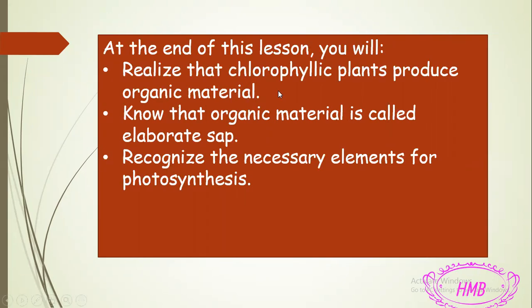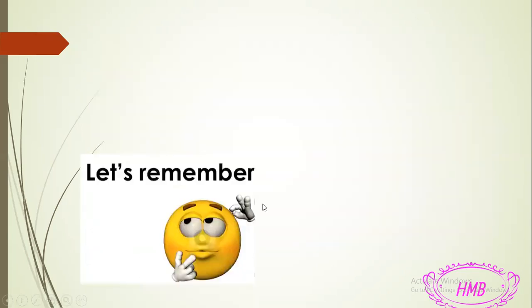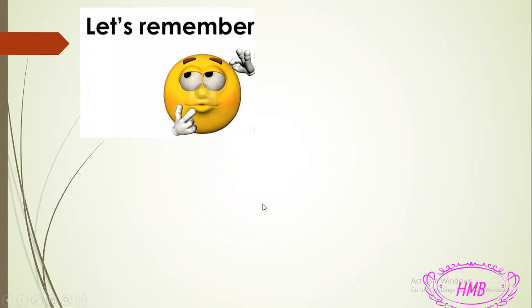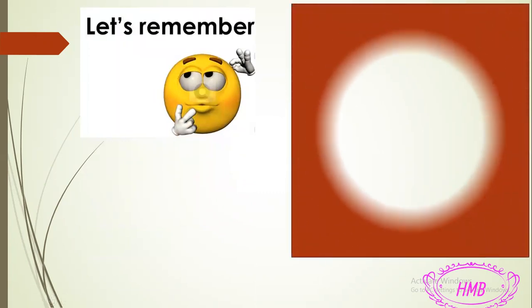First, at the end of this lesson, you will realize that chlorophyll plants produce organic material. This organic material is called elaborate sap. Also at the end of this lesson, you will recognize the necessary elements for photosynthesis. As usual, we will start with remembering what we have as background information.